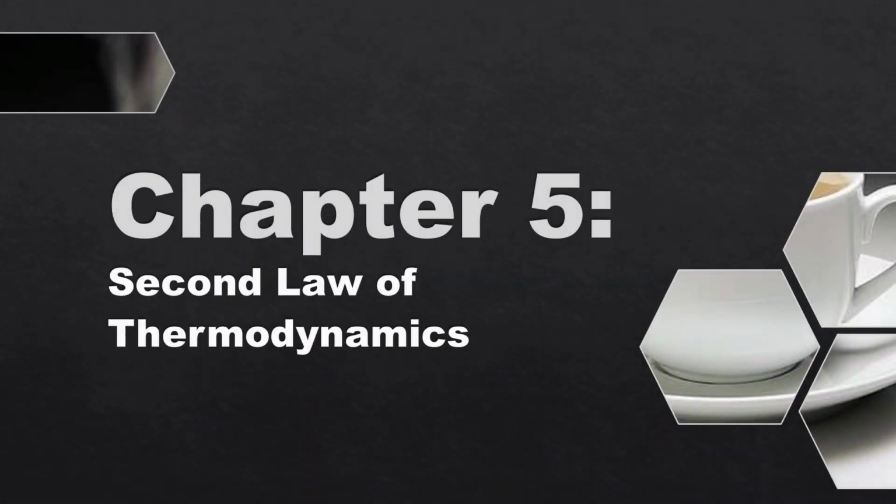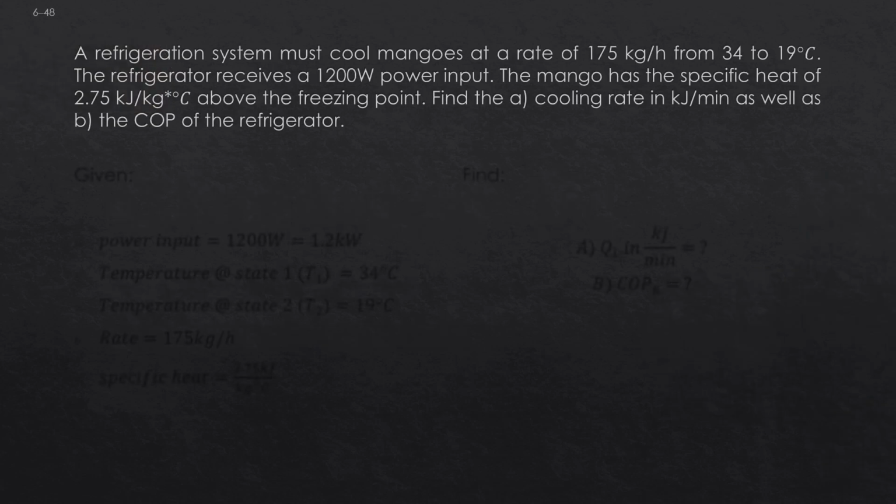In this video, we're going to solve a problem related to the application of the second law of thermodynamics. Here is our problem. A refrigeration system must cool mangoes at a rate of 175 kilograms per hour from 34 to 19 degrees Celsius. The refrigerator receives 1200 watts power input. The mango has the specific heat of 2.75 kilojoules per kilogram degrees Celsius, above the freezing point.